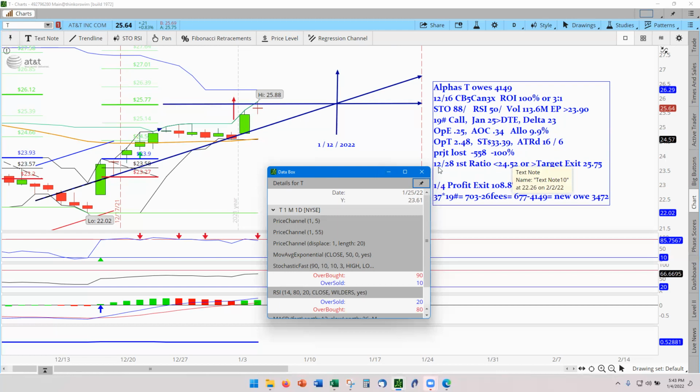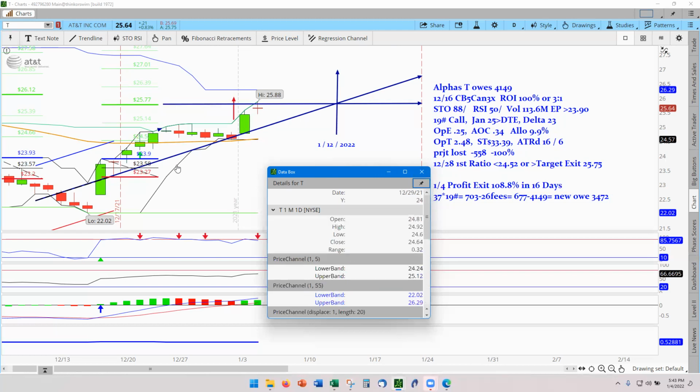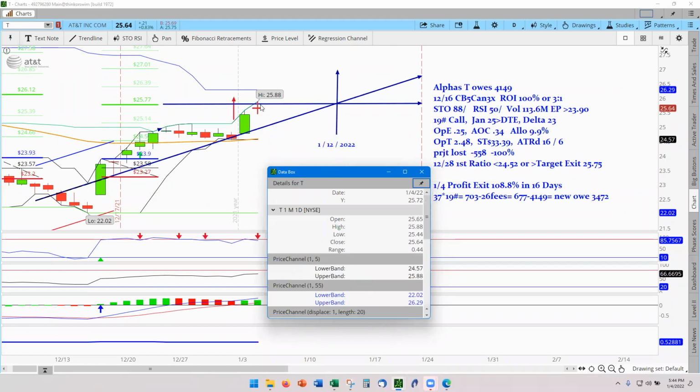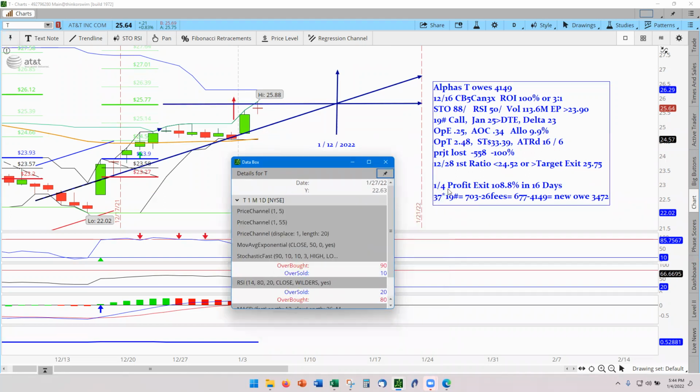Our exit was set at 1228 at the first ratio. I did move it up to the first ratio because it did clear the gantry, and when it was flatlining, I was a little bit concerned that I didn't want to take a loss on the trade, so I moved it to the 45.52 as the low, and the target at 25.75, which we did hit right there. Okay, so there we are.